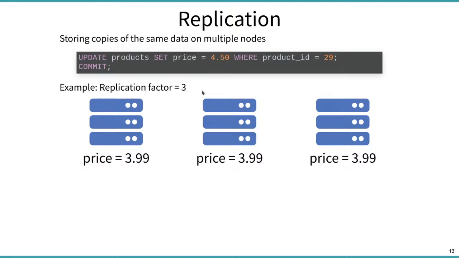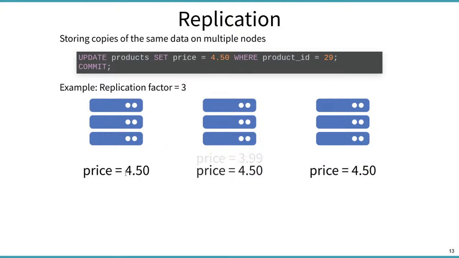So replication factor 3. The first question is, to which node do I send this query? There are multiple approaches. Some have a master node on top that does not store data. Some systems have a master node, which is one of the data nodes, so you have to talk to that. Then there are systems which have multi-master, so you can send this query to any of the nodes, and then it updates the price. For example, you send the query here, and then it talks to the other machines, hey, the price of product 29 is now 450, it's updated.